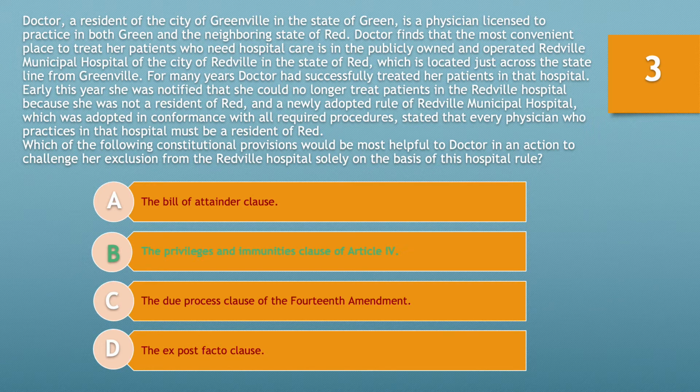I hope you chose option B, the Privileges and Immunities Clause of Article 4. No state may discriminate against non-residents with respect to privileges and immunities. A state or local law that does in fact discriminate against out-of-staters with respect to civil liberties or commercial activities violates the Privileges and Immunities Clause of Article 4 unless that state or local law is actually necessary to achieve an important governmental purpose.